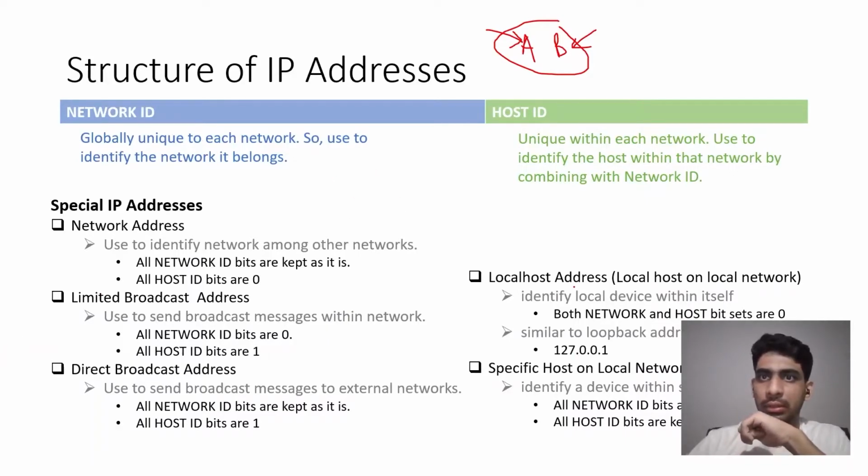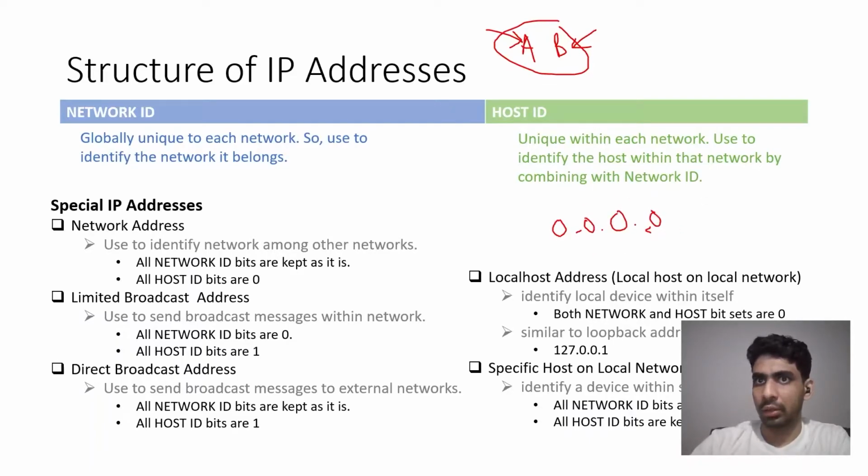Then we have the localhost address. You all know what localhost is. Localhost is the local computer we are working on. We can also call it this host on this network. We use this IP address to identify the computer we are working on. To make it happen, we have to turn all the bits in the IP address, both network and host, to 0. Maybe you have seen it. It will look like this: 0.0.0.0.